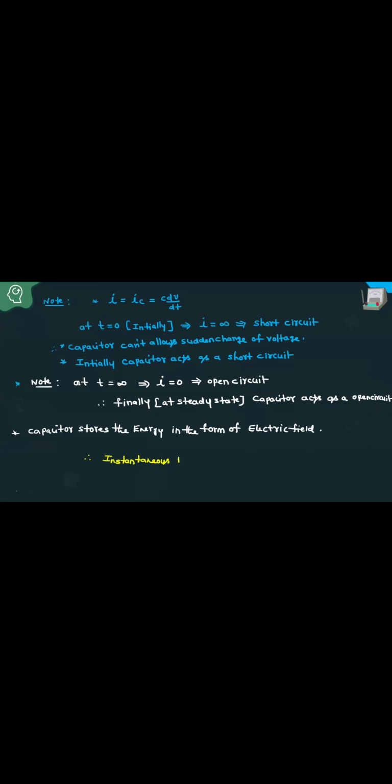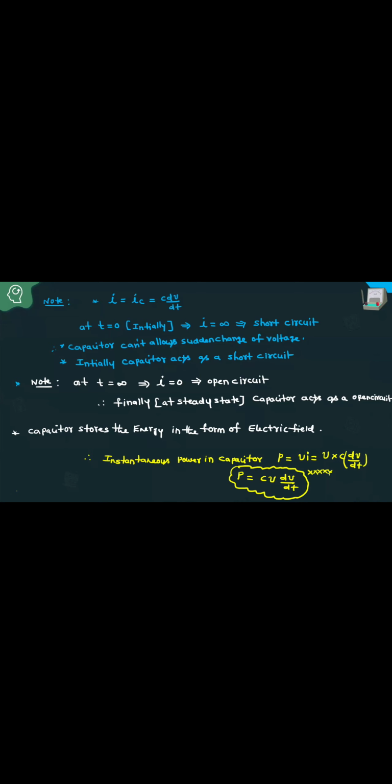The instantaneous power in a capacitor. How to calculate it, friends? The instantaneous power in a capacitor, P equal to V into I. What is I? C into dV by dt. So the instantaneous power is equal to CV into dV by dt. This is the instantaneous power.